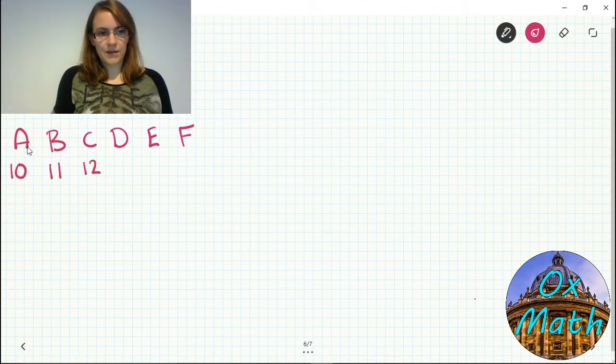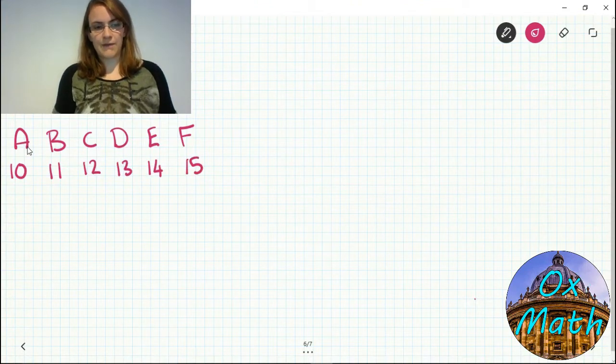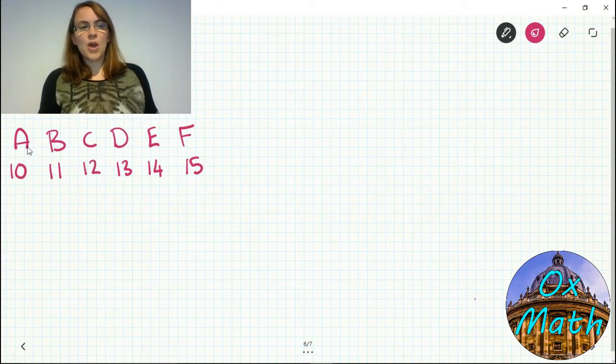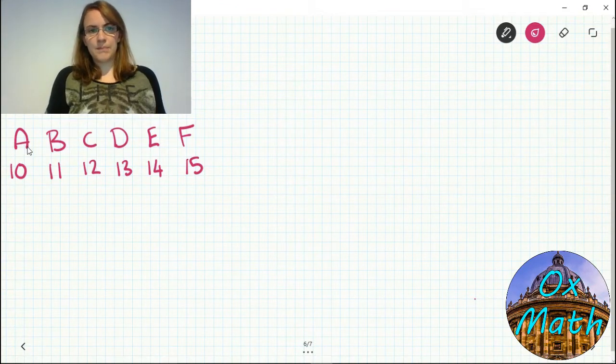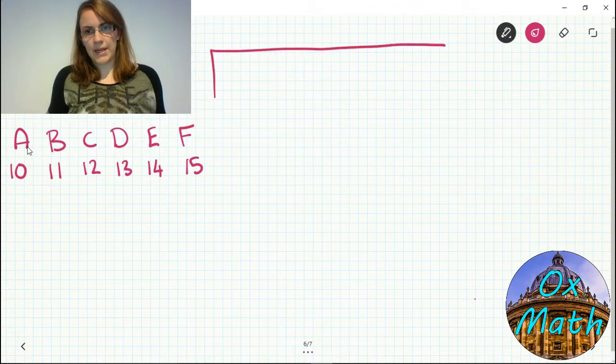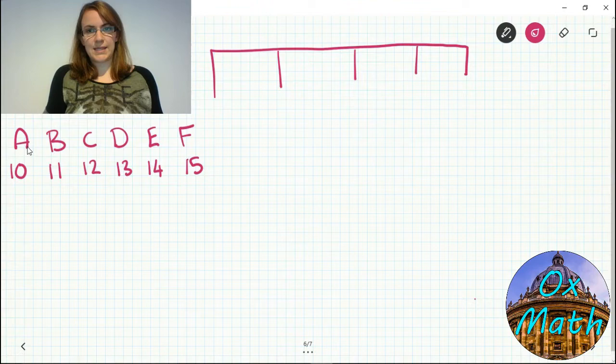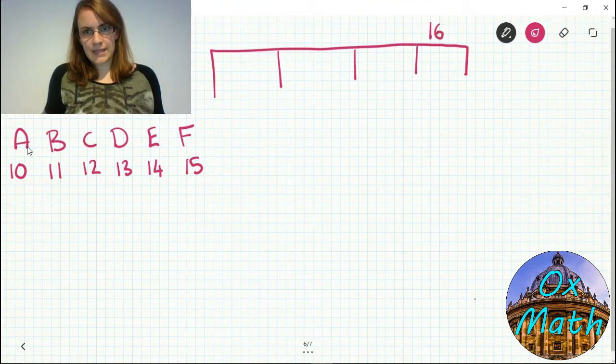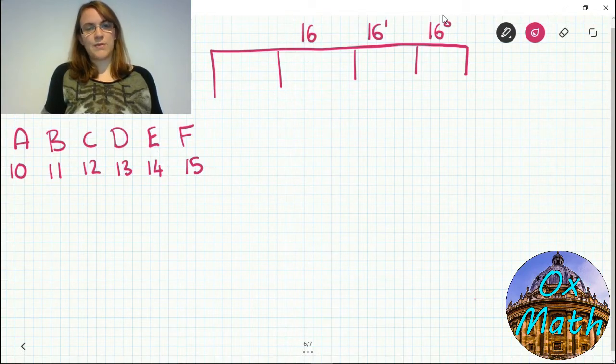B is 11, C is 12, D is 13, E is 14, and F is 15. So just as we did with the octal number system, we can do our column headings, but this time instead of base 8, we are working in base 16. So our base is 16, our first power is 0 because that's the ones column. The next number would be 16 times that, so 16 to the power 1. The next column to the left would be 16 times that, so 16 squared.